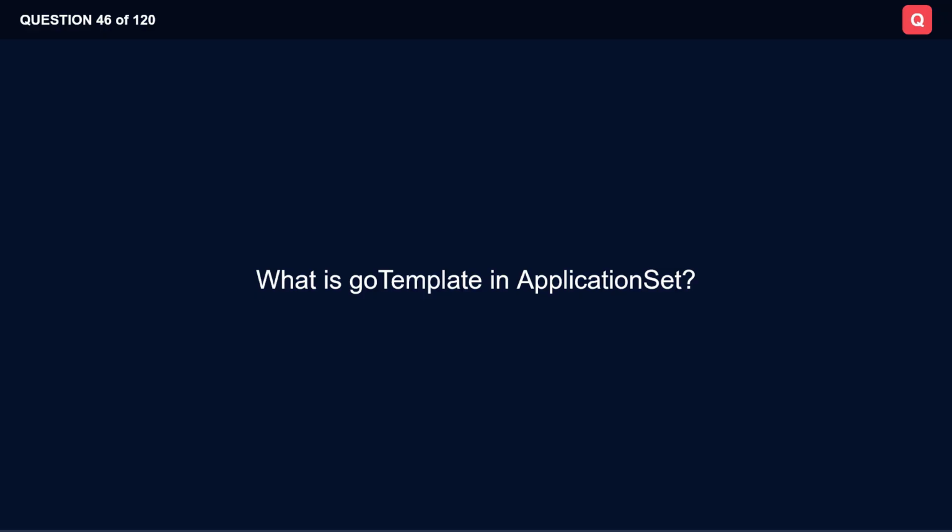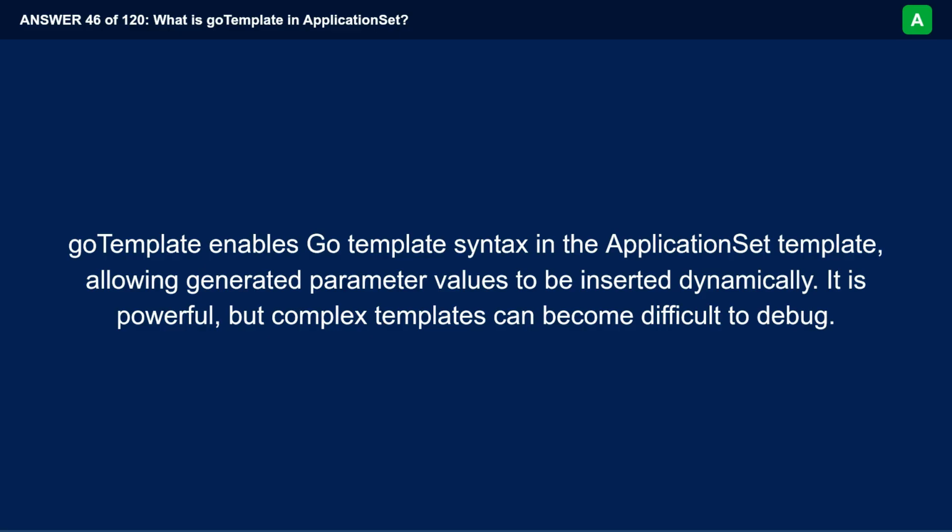What is Go template in application set? Go template enables Go template syntax in the application set template, allowing generated parameter values to be inserted dynamically. It is powerful, but complex templates can become difficult to debug.